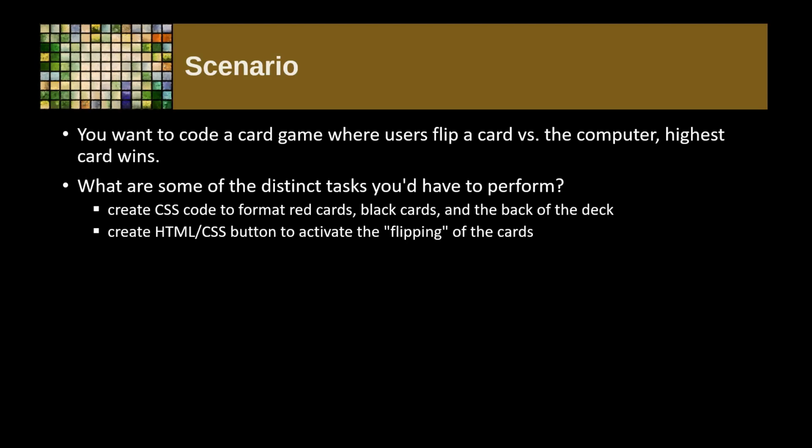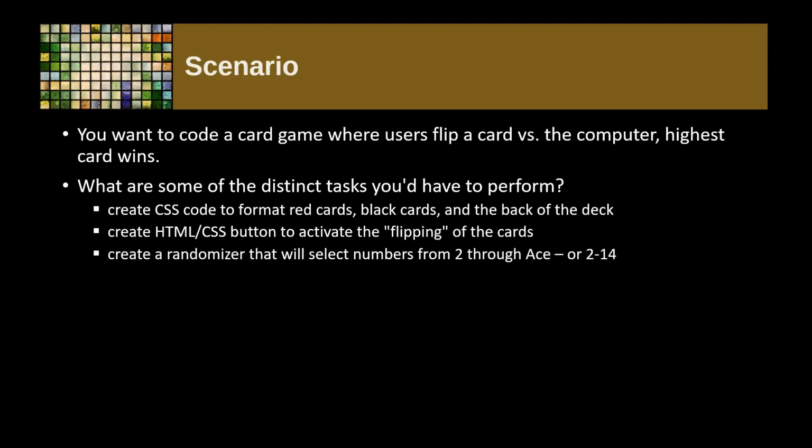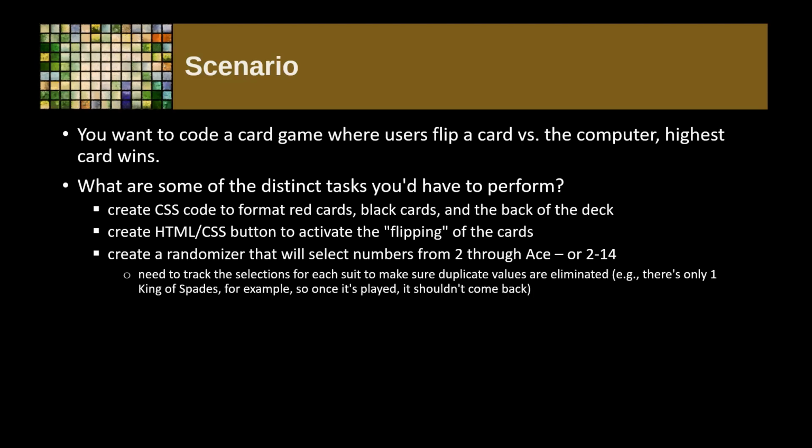You can use CSS to format it, and a button to activate the flipping of the cards. So that would be something. And again, we know how to do those things, right? We know we could do these things. You'd need to create a randomizer that would select numbers from 2 through ace, or 2 through 14. You'd also want to keep track of selections for each suit to make sure that duplicate values are eliminated.